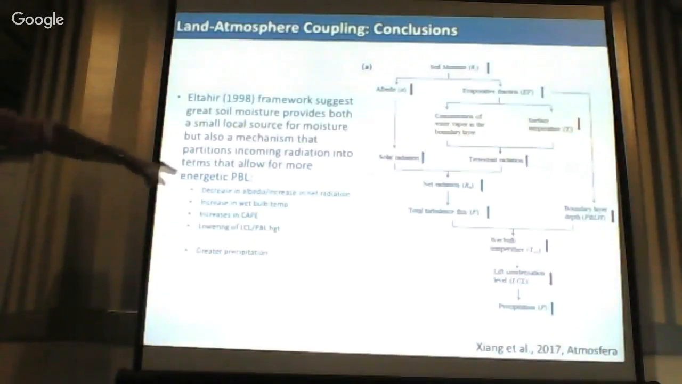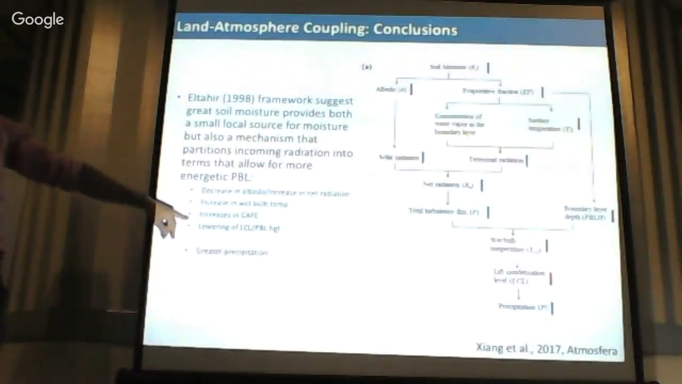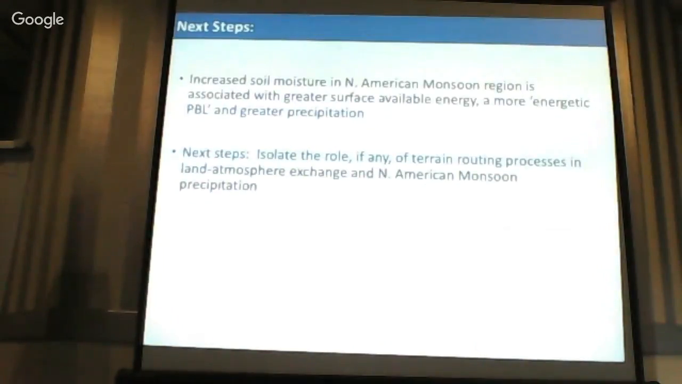The decrease in albedo increases net radiation, increases wet bulb temperature, increases CAPE, lowers the boundary layer height, and lowers the lifted condensation level. So with that, wrapping up, these studies, along with some earlier, more simplistic studies, have really begun to show that in this region, the North American monsoon, precipitation has positive feedback with soil moisture anomalies. And the next step is really to explore whether the terrain routing process provides an extra imprint on driving the convective dynamics.